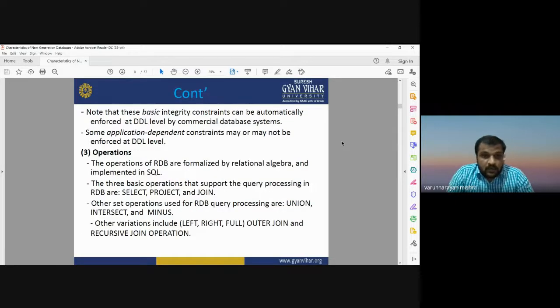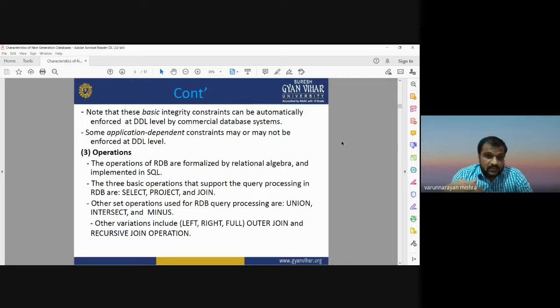It is very important to note that the basic integrity constraints cannot be automatically enforced at the data definition language level by commercial database systems. There may be some application dependent constraints that may or may not be enforced at the DDL. DDL means data definition language. Before starting any database management system, we first have to define the database. After that, we can go for different kinds of operations and processing on the database.